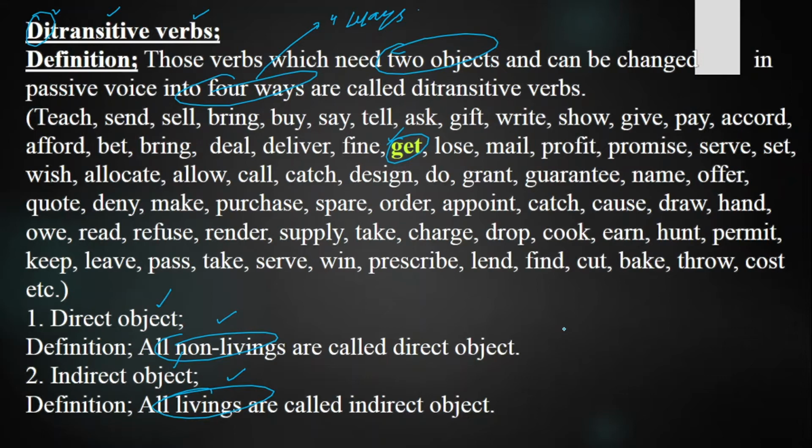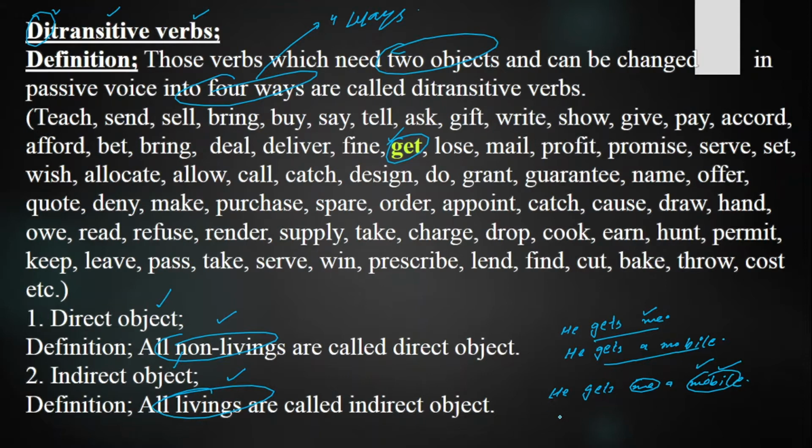If I say he gets me, now a question arises, what does he get me? And if I say he gets a mobile, now again a question arises, whom does he get a mobile? If I say he gets me a mobile, over there to me he gets, and what does he get to me? A mobile.